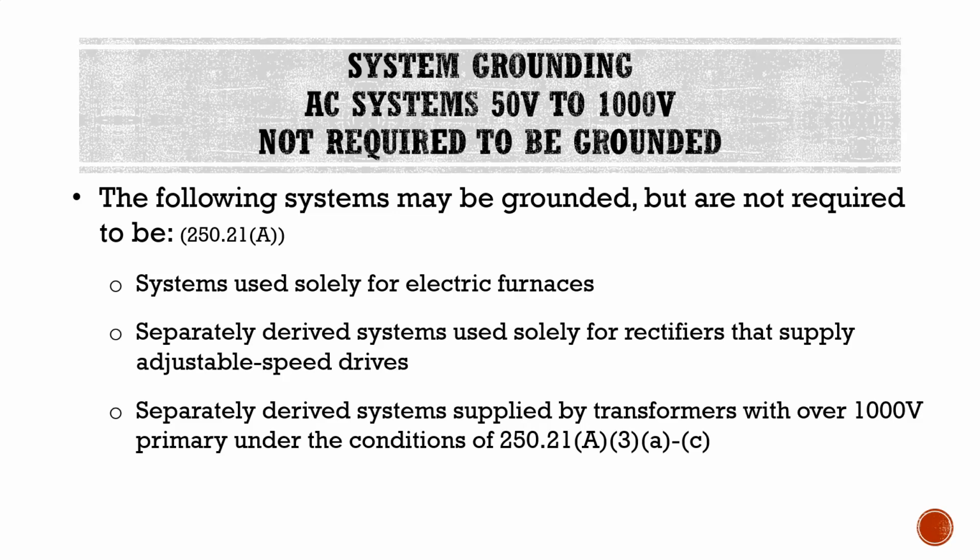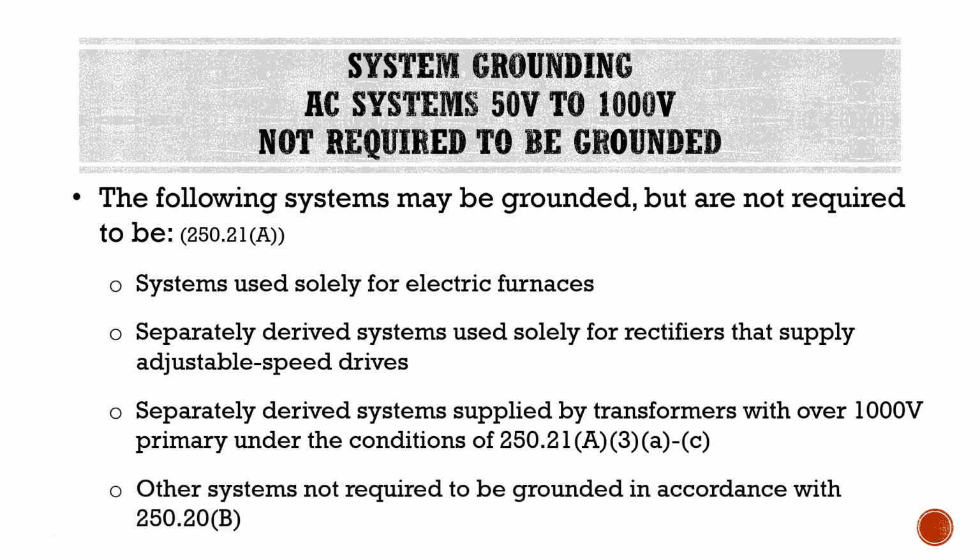So you may have noticed all those are very specific installations, essentially. This isn't something you probably run into every day. It's not a very common installation scenario. But if you do have them, you have the option to ground them or not. And other systems not required to be grounded in accordance with 250.20(B). So once again, these are typically very situational and specific, but they do exist.